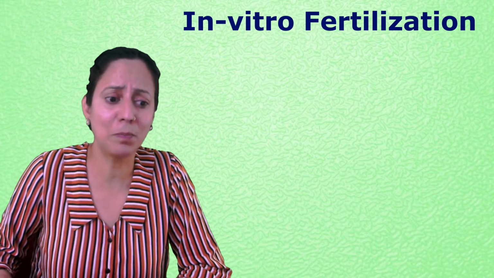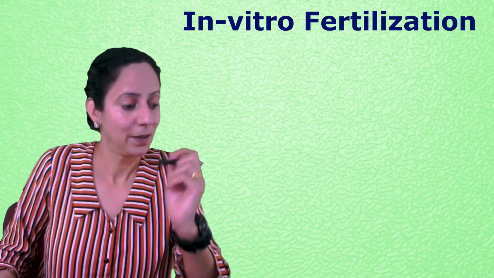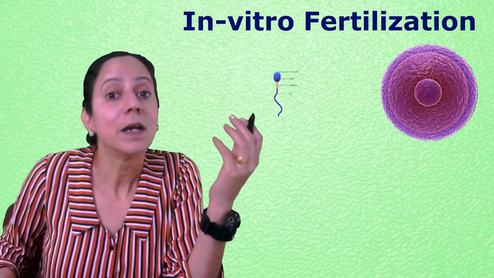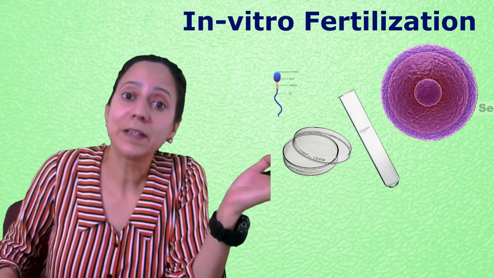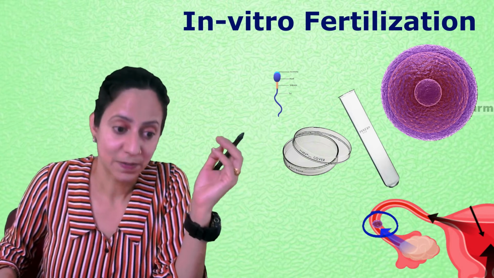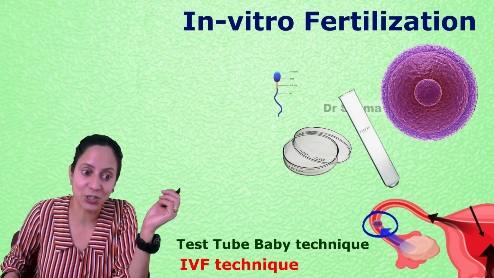So let's know about this. What is in vitro fertilization and what are test tube babies? The fertilization of an egg with sperm is carried out in a glass dish or a glass tube rather than in the body of the woman. So this is commonly known as test tube baby technique or in vitro fertilization technique.